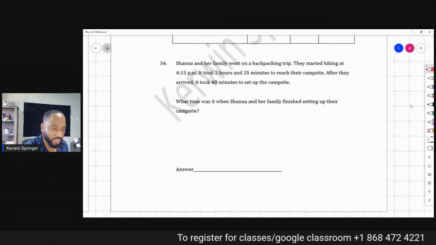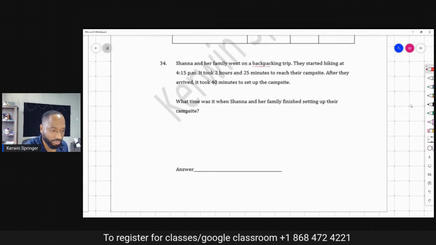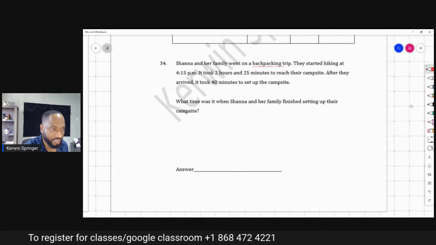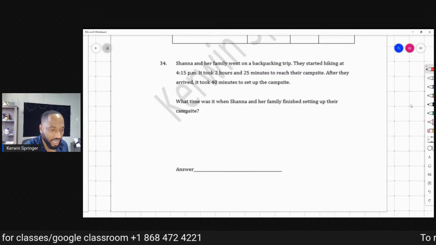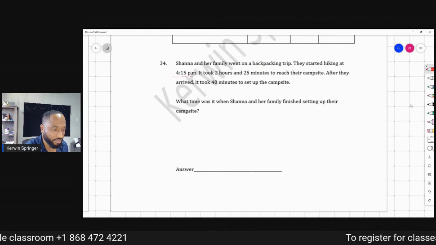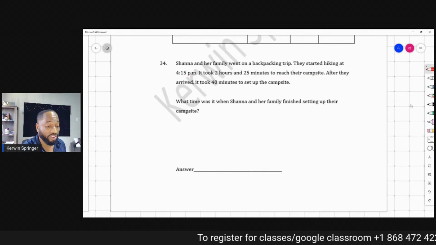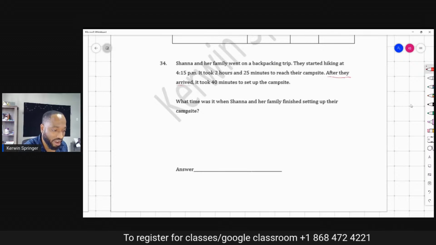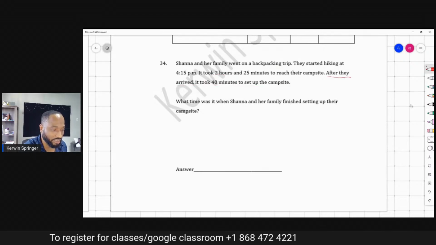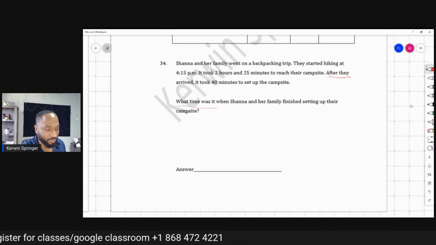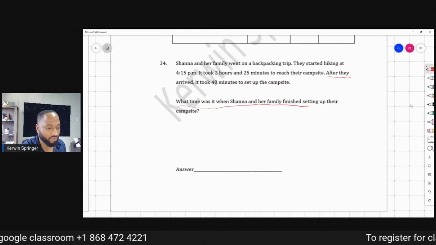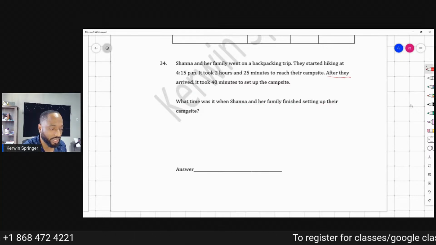Shanna and her family went on a backpacking trip. Okay. They started hiking at 4:15 p.m. It took 2 hours and 25 minutes to reach their campsite. I'm just reading the words. After they arrived, it took 40 minutes to set up the campsite. Okay, it's making sense now. What time was it when Shanna and her family finished setting up their campsite?